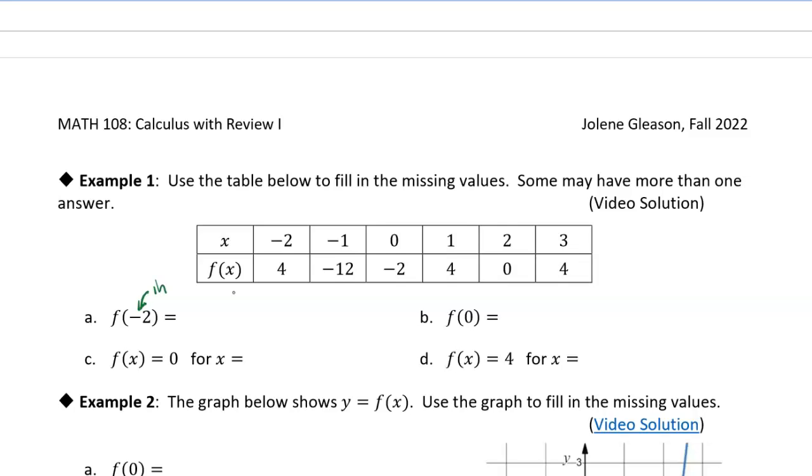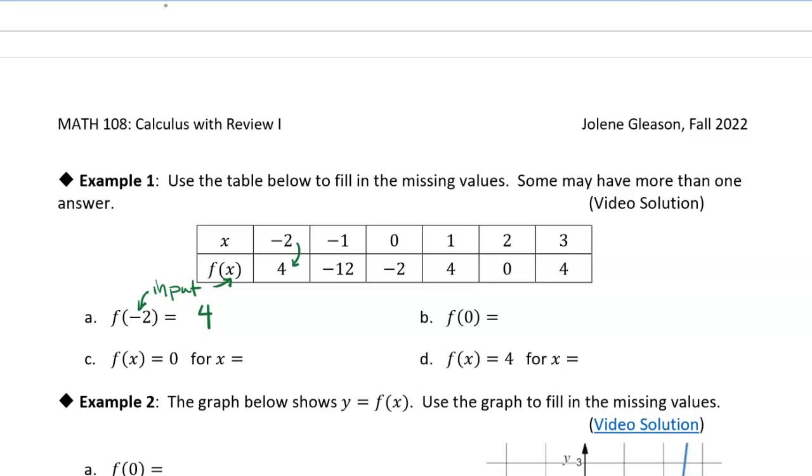So this is the input, and the input to the function is x right here. So the input is x, and this is asking for the value of the function when x is equal to negative 2. We can just look it up in the table. When x is equal to negative 2, y is equal to 4. So the value of the function at negative 2 is 4.